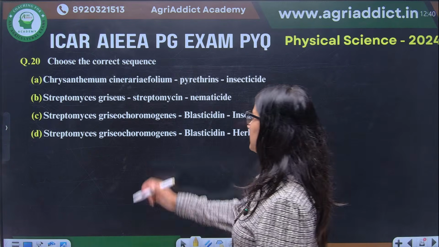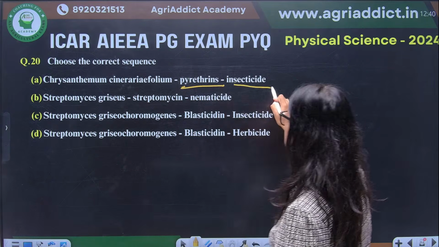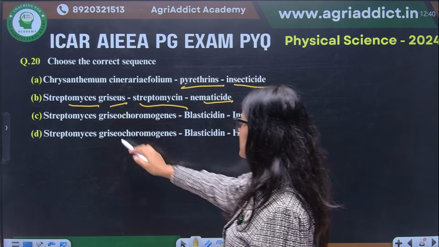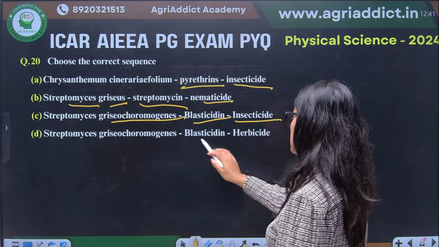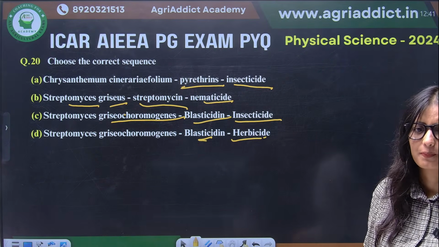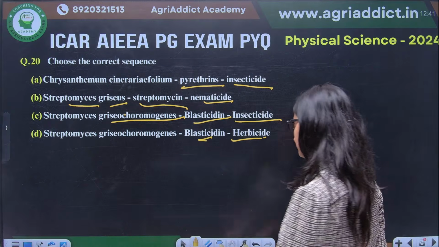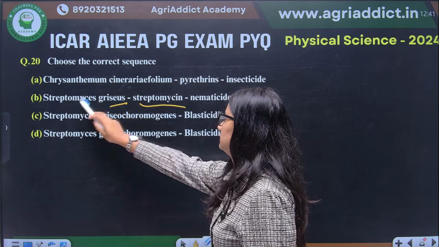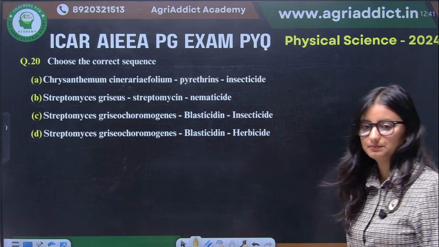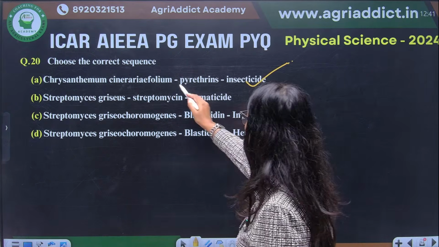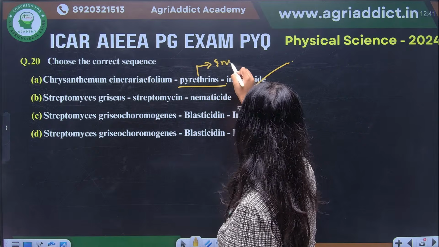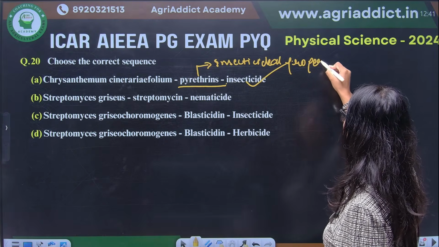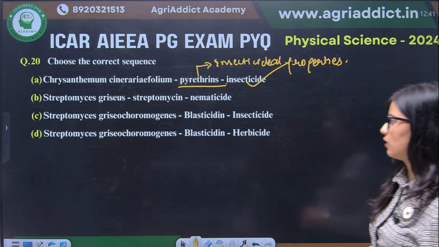Next is Chrysanthemum cinereifolia, pyrethrum and insecticide. These are the options. Streptomyces griseus, streptomycin, nematicide. Streptomyces griseochromogenes, blasticidin, which is insecticide, and similar here, which is herbicide. Which one is correct? What is correct in this? A, very good. A is the correct answer. Pyrethrum is a compound with insecticidal properties that has been extracted from chrysanthemum.